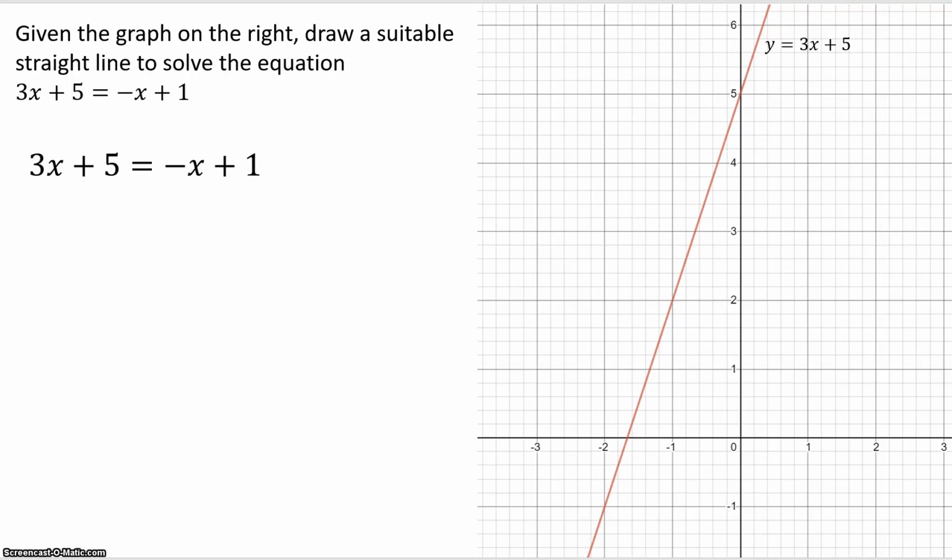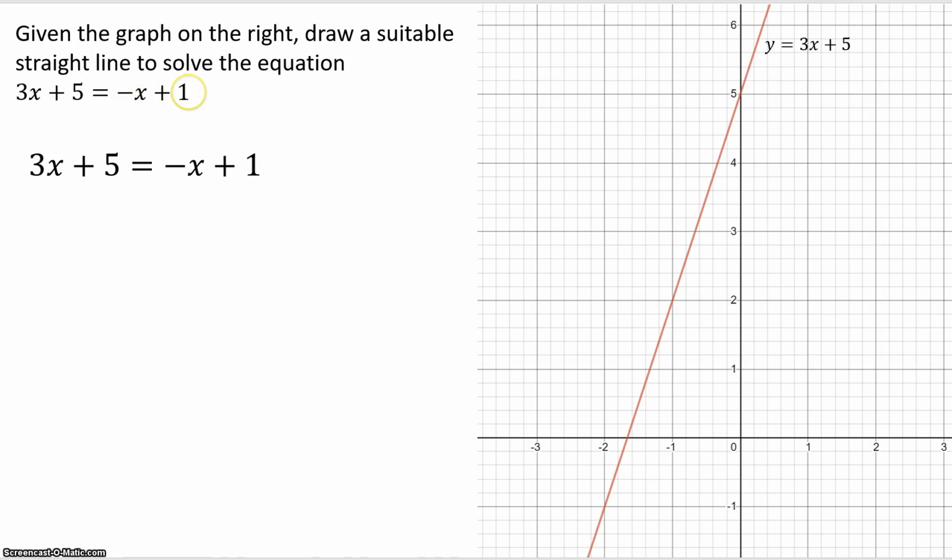Today we're going to talk about when we solve an equation using the graphical method, how do we figure out what is the other graph that needs to be drawn? So for example, in this question, we have given the graph on the right. So it's this graph, this line, which is y equal to 3x plus 5. And then I need to draw a suitable straight line to solve the equation 3x plus 5 equal to negative x plus 1.